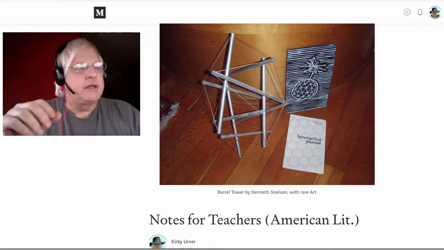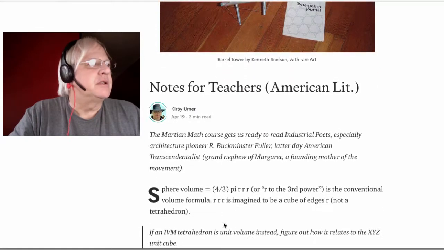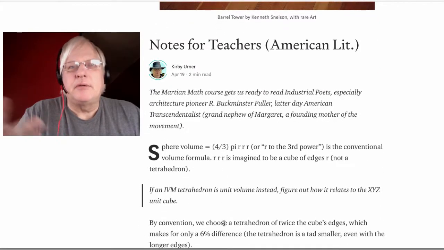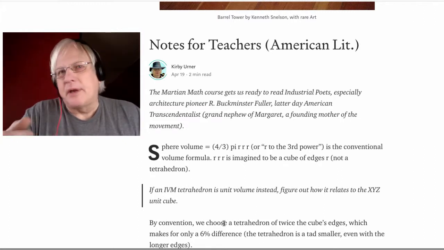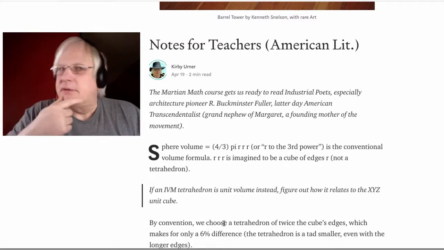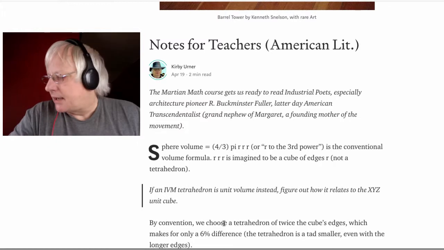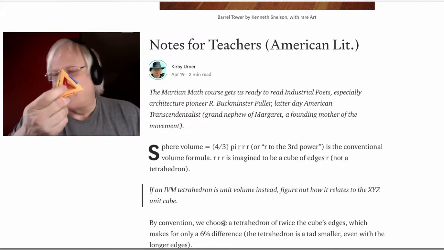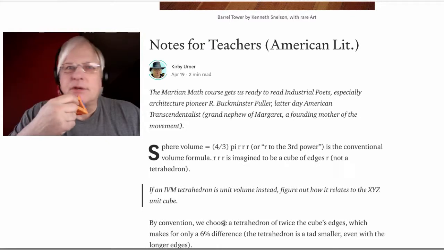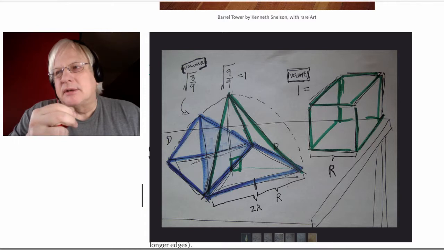So, today I want to talk about notes for teachers a little bit. How do we deal with the volume of a sphere in synergetics if we have this different unit volume, right? We have the unit volume tetrahedron that connects the four spheres in a tight packing, makes a tetrahedron. What are we going to do about the sphere? Well, you know we have a conversion constant by now, right? The second root of 9/8 is one way to put it.